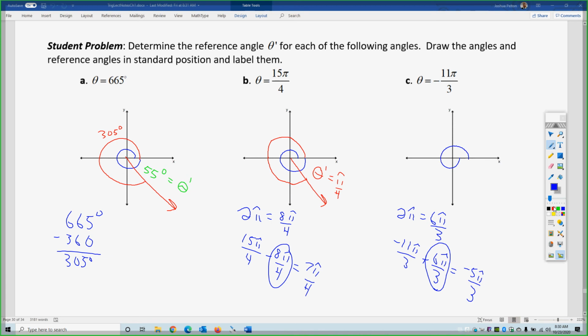Okay, let's change colors. Then another 5 pi over 3. So that's almost all the way around, right? So almost all the way around, because another third would be 6 pi over 3. So the remainder is a pi over 3, because the reference angle must be positive. Okay? All right, that is the end of part 2.